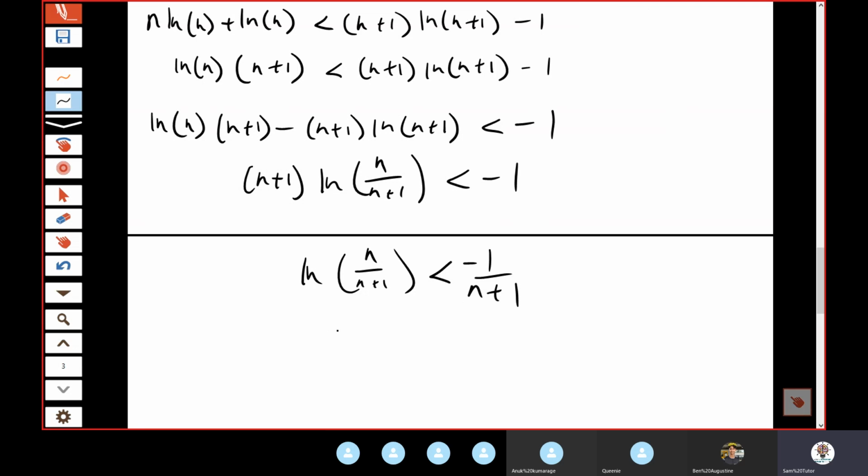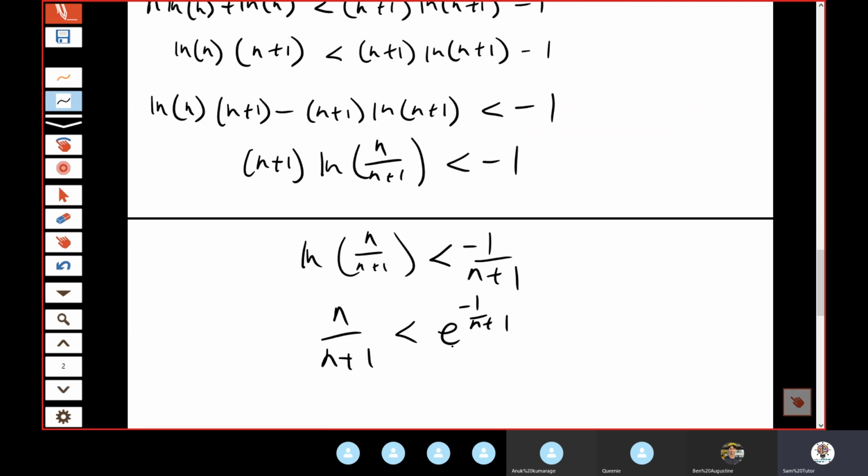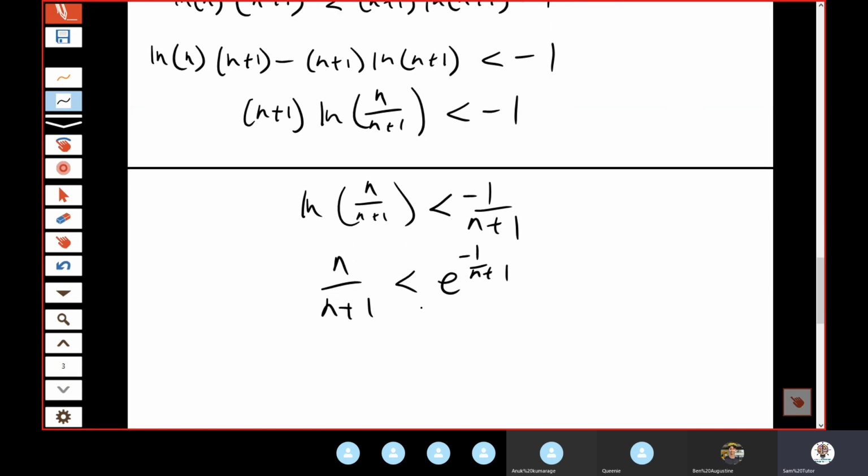I'm going to exponentiate everything. And you just prove that n on n plus 1 is always less than e to the power of negative 1 on n plus 1. And that's usually what they ask you to prove. You might have seen it before.